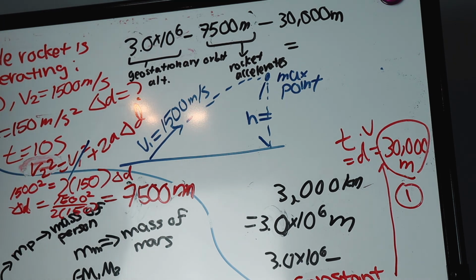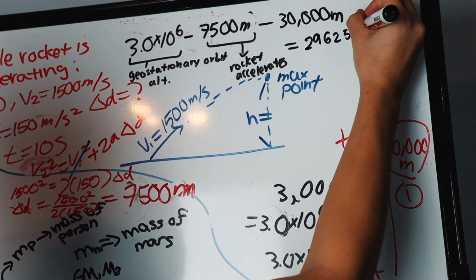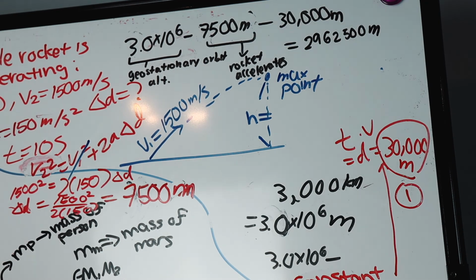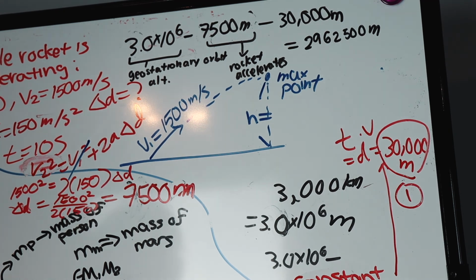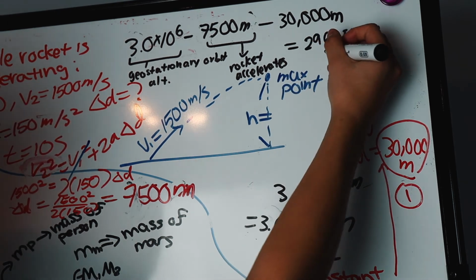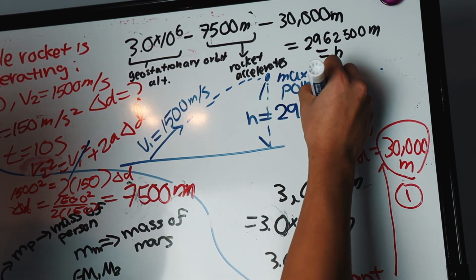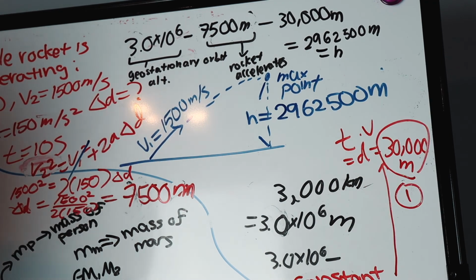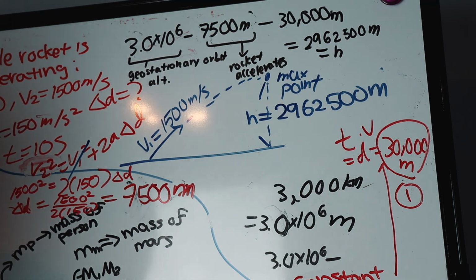So 7,500 and 3, 1, 2, 3. The value is going to be 2,962,510 meters. So that is the altitude we have to reach. That's the total height in the projectile motion, and we're going to label that as height in meters. It took us forever. What we have to do is calculate how long it takes to reach that height, without any kind of external propulsion, solely by projectile motion, obviously.